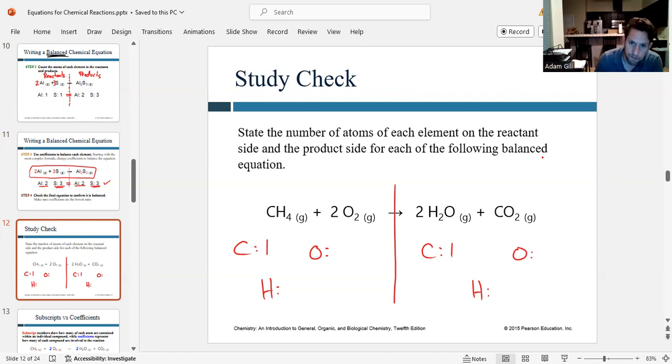Hydrogens. On the left side, I have 4 hydrogens here. Now on the right side, I have H2O, but there's 2 of them. And so I'm going to multiply 2 times 2, give me my 4. And then oxygen on the left side, I have 2 O2s, so those multiply to give me 4 oxygens. And on the right side, I have 2 in the first compound and 2 in the second compound, so that's a total of 4 as well. So everything is balanced.